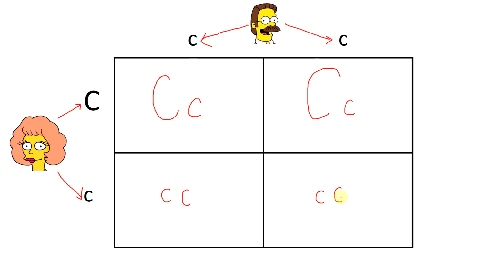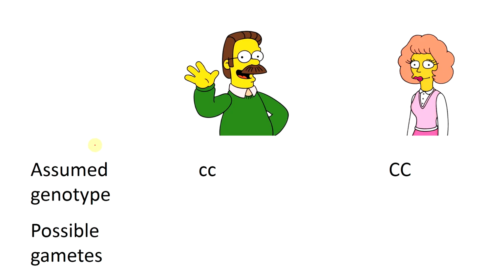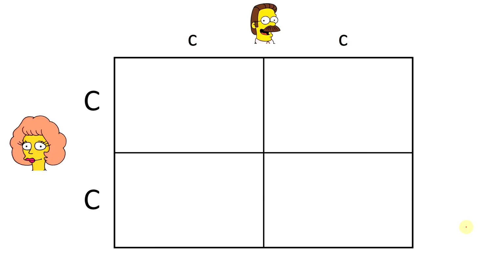Now remember, at the beginning we made an assumption about Maud's genotype. We didn't actually know if she had a little c or if she had two big C's. So let's go back and change our assumption. Let's assume that Maud is homozygous dominant for this particular genotype. In this case, the possible gametes for Ned are the same, little c or little c. The possible gametes for Maud are now big C or big C. Can you use a Punnett square to determine the possible combinations for the Flanders children?